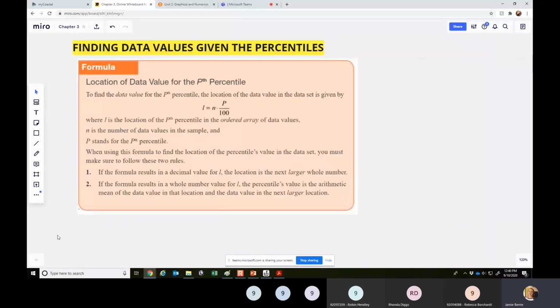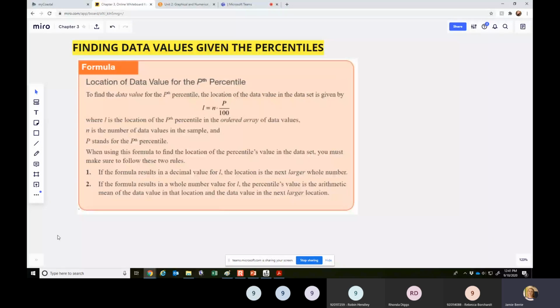It says this is how you find a data value if you're given the percentile. Say you have a child and you go to the doctor. If you have a child, or have been a child recently, then you know they always talk about percentiles of height and weight. So imagine you're trying to figure out, for children that are 1 year old, what is the 25th percentile of heights?